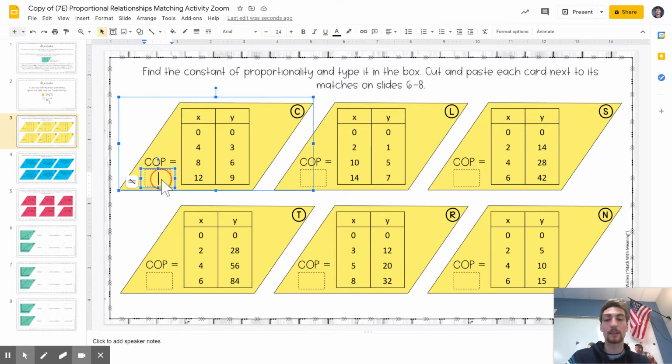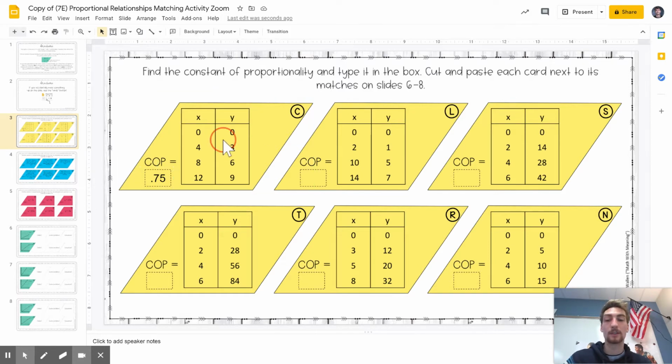first problem, it says our x's go up by 4 each time. So we go 4, 8, 12, and then our y's go up by 3 each time. So if I take it as 3 over 4, my y over my x, 3 divided by 4 gives me 0.75. My constant of proportionality is 0.75.